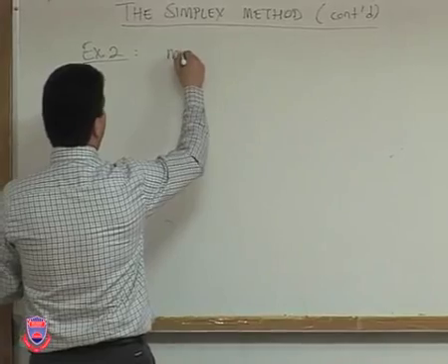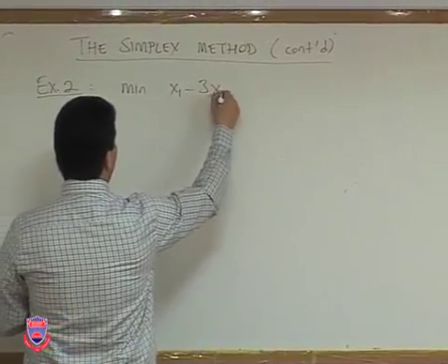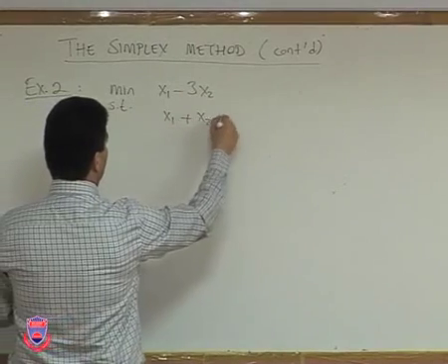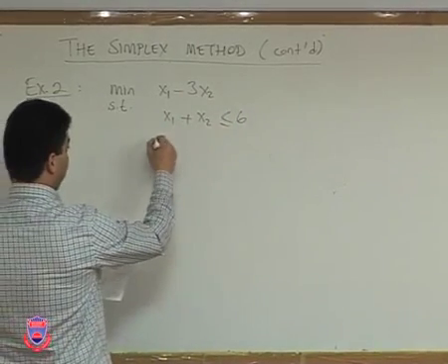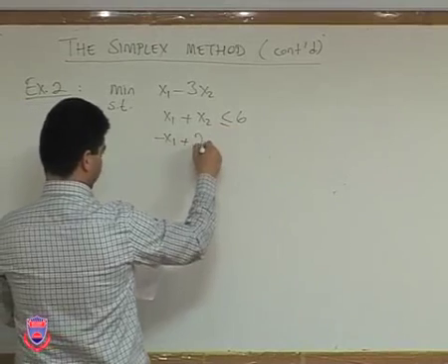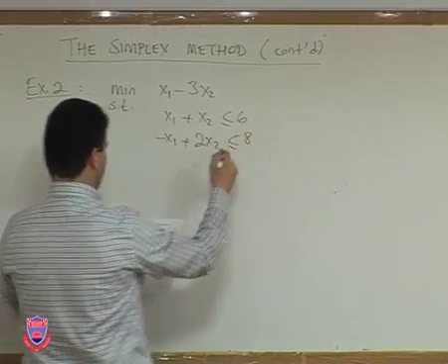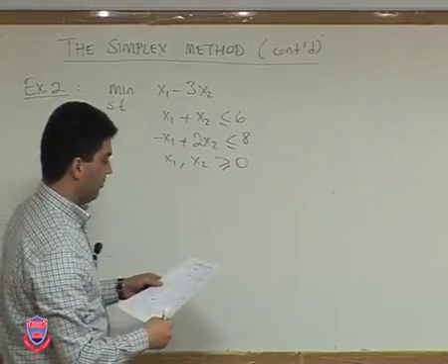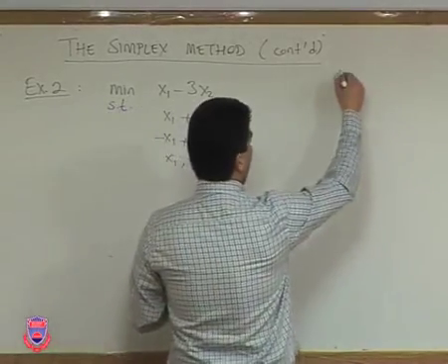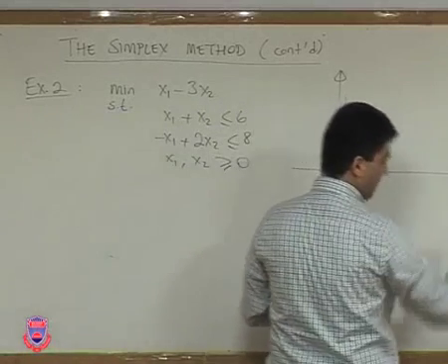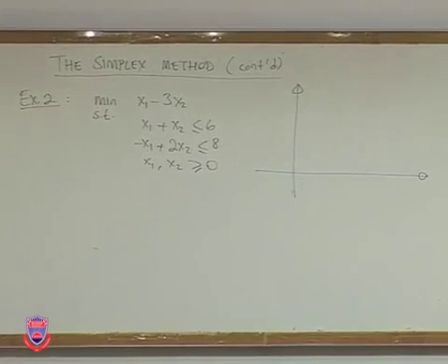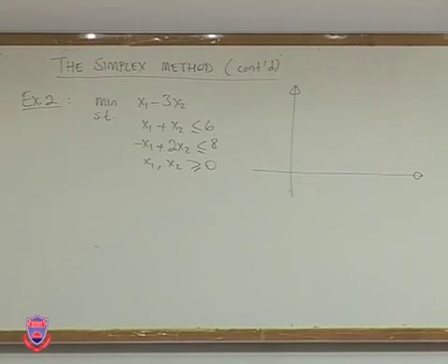Suppose that I want to minimize x1 minus 3x2 subject to x1 plus x2 less than or equal to 6 and minus x1 plus 2x2 less than or equal to 8. Since I have only two variables, I can solve this problem graphically. So first I'm going to solve the problem graphically, and then I'm going to solve the same problem using the simplex method, just like we did on Monday.